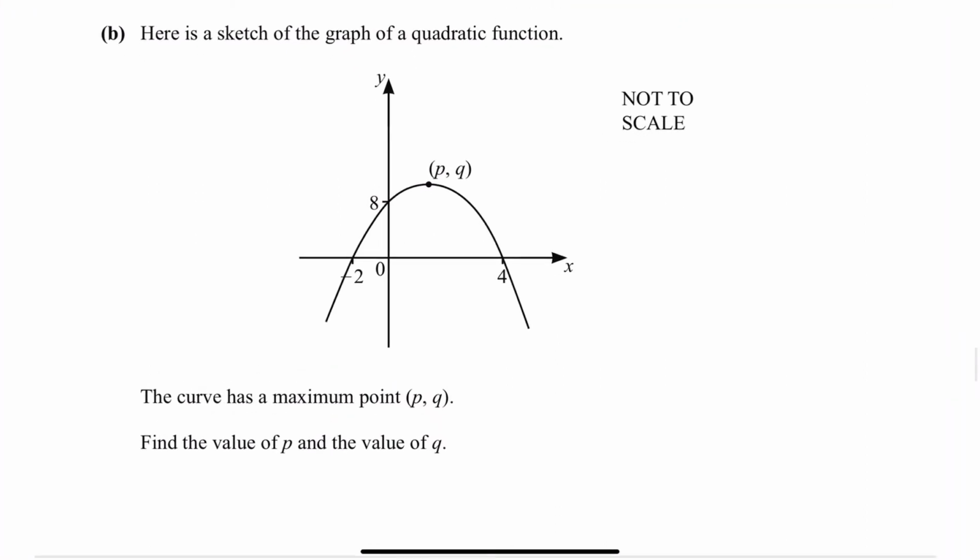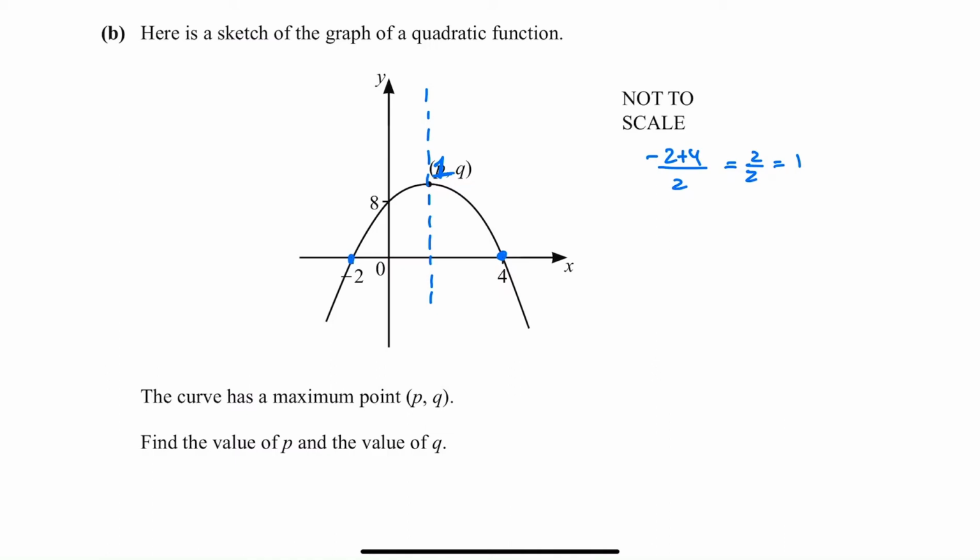Okay, then it says here's a sketch of a quadratic function. The curve has a maximum point at (p, q). Find the value of p and q. What you should know about the maximum point of the curve is that it lies exactly between these two points. So remember that it's the midpoint of these two. So I get 2 over 2, which is 1. So p is 1, and I don't know q.